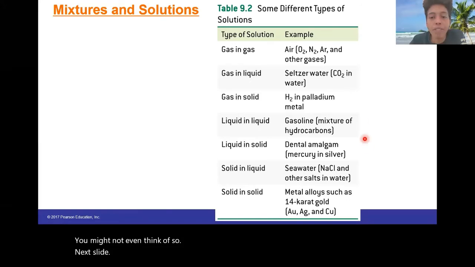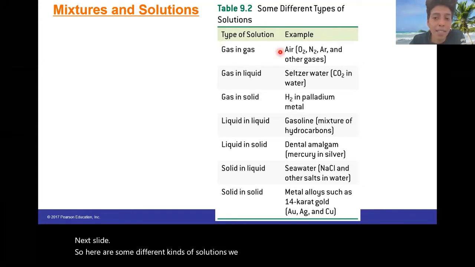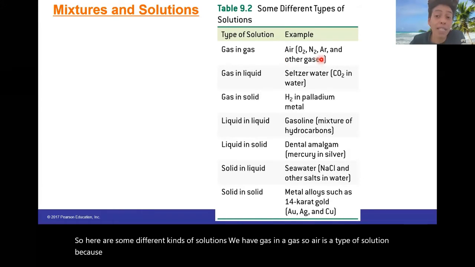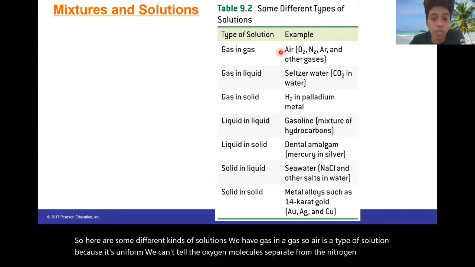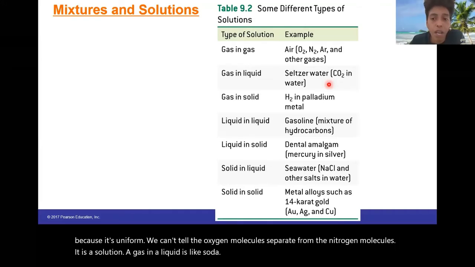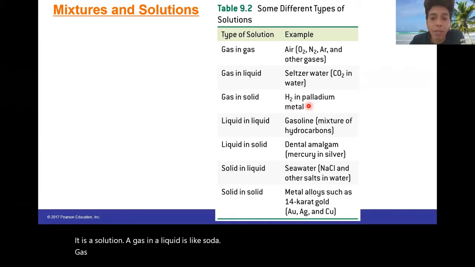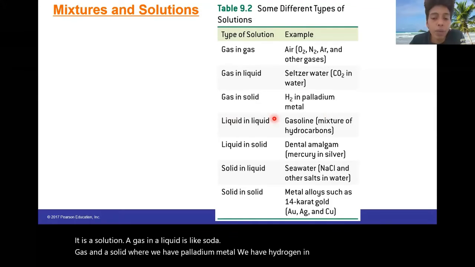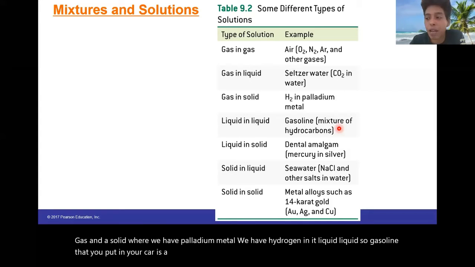So here are some different kinds of solutions. We have gas in a gas. So air is a type of solution. Because it's uniform, we can't tell the oxygen molecules separate from the nitrogen molecules. It is a solution. A gas in a liquid is like soda. Gas in a solid, where we have palladium metal, we have hydrogen in it. Liquid, so gasoline that you put in your car is a mixture of different hydrocarbons.